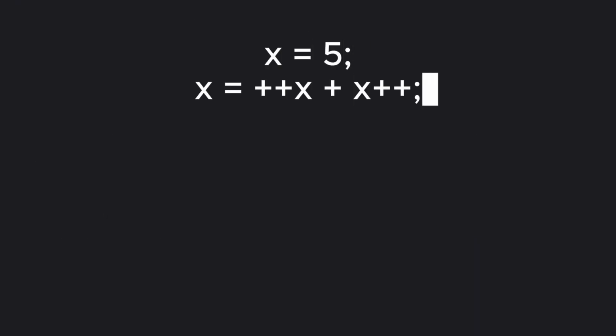First, ++x is a pre-increment, meaning it adds 1 to x before using it. So, x goes from 5 to 6. Next, we have x++, which is a post-increment. It uses the current value of x, which is still 6, and then increases x by 1 after it's used.